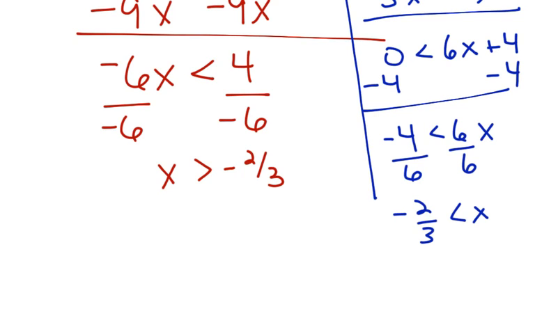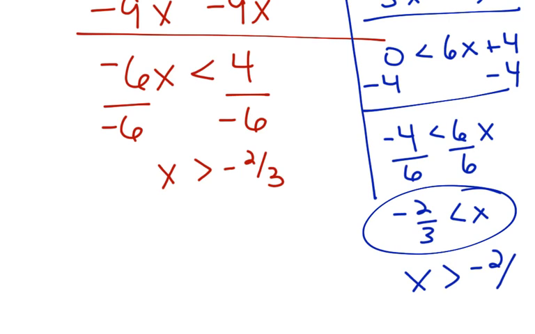Remember, we like our inequalities to have the variable on the left. This inequality here, when you flip it, see the little alligator chomping the x? He better still be chomping the x when you flip it. So you could have also done it that way.